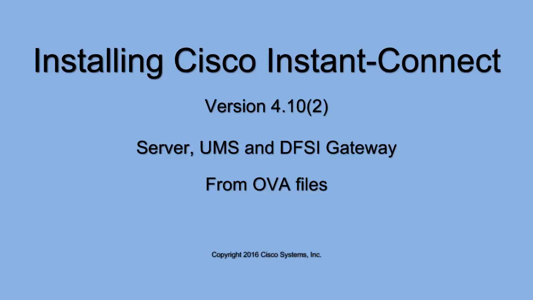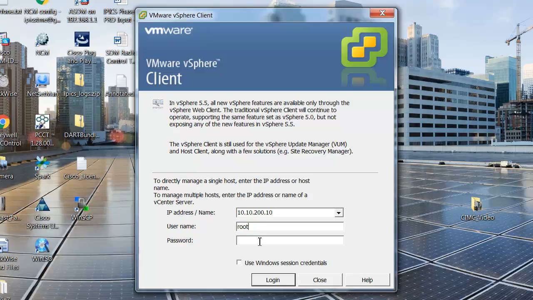Hey everybody, today we're going to be installing Cisco Instant Connect version 4.10.2, and we're going to do that from the OVA files we installed earlier. We'll light up the server, the UMS and the DFSI gateway. We'll do the ISSI gateway in another video.